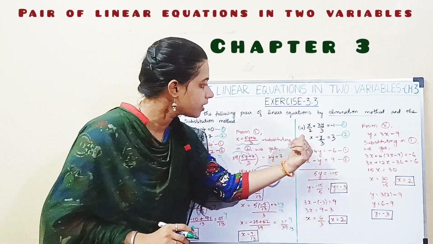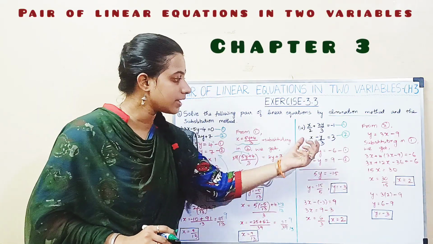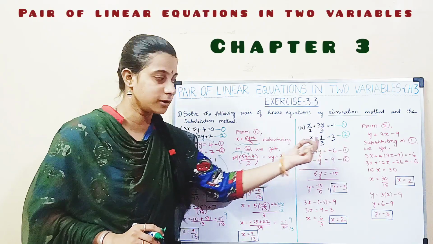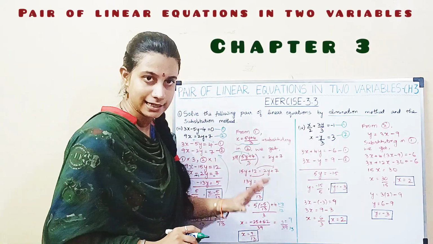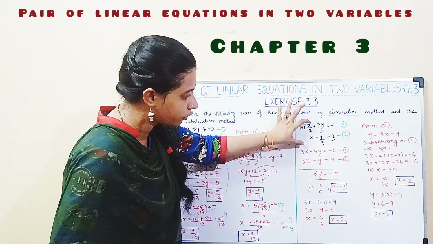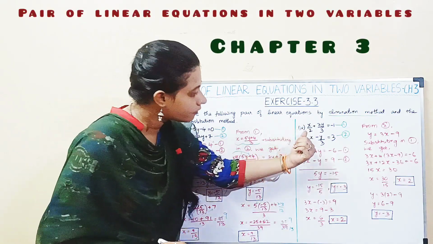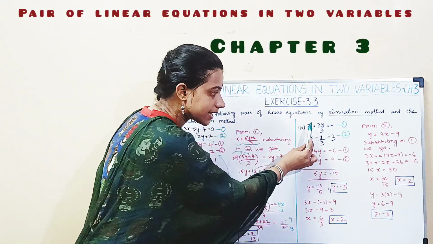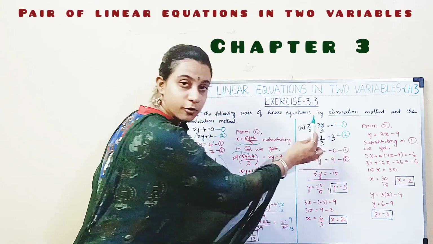Now let's see the fourth one. In the fourth subdivision, the equations are given using fraction terms. So first we will take LCM, simplify this equation and put it in the general form. Here the first equation is x by 2 plus 2y by 3 is equal to minus 1.